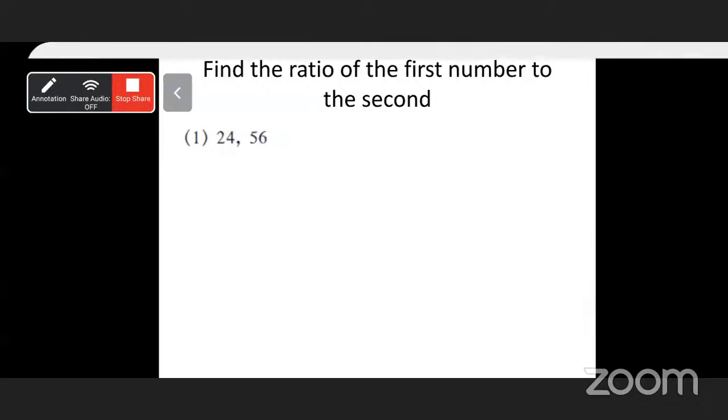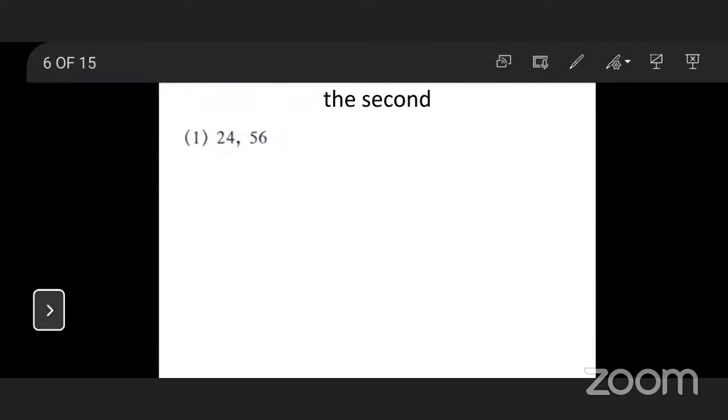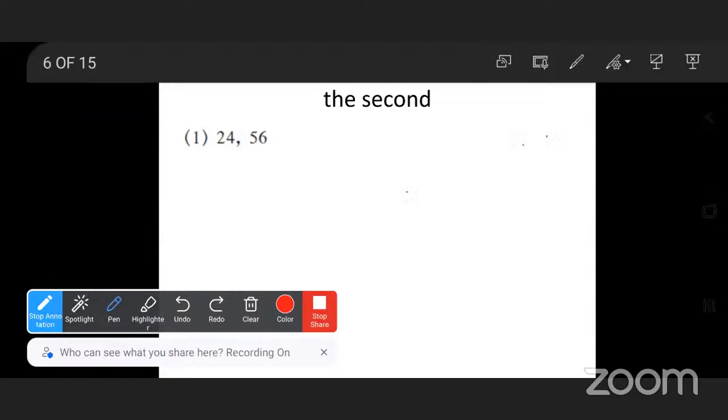Now see the question. The question says, find the ratio of the first number to the second. Here you're supposed to find the ratio. Ratio means you're going to write it in the form of fraction. So first number to the second means 24 is to 56. Now you are supposed to write this in the form of fraction. So 24 upon 56.